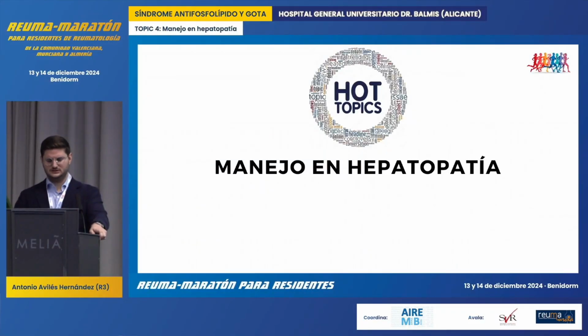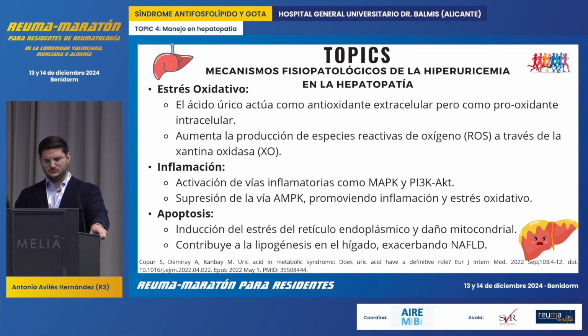Now let's move on to discussing the management of liver disease. First, we will talk about the pathophysiological mechanisms that link hyperuricemia and liver disease.